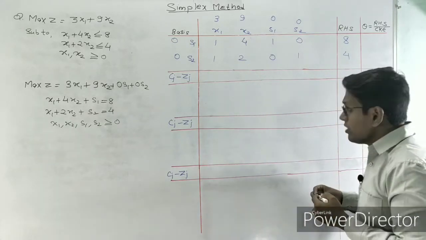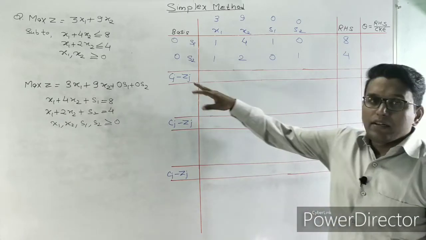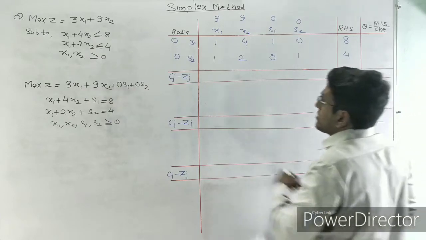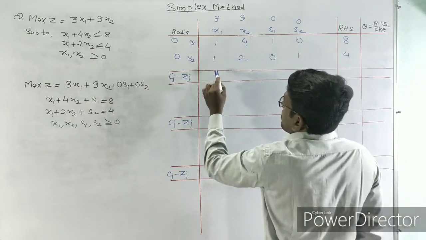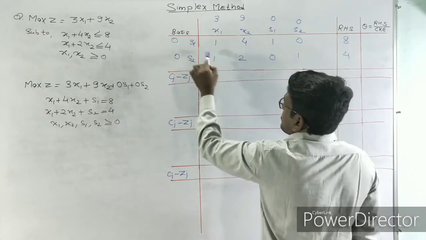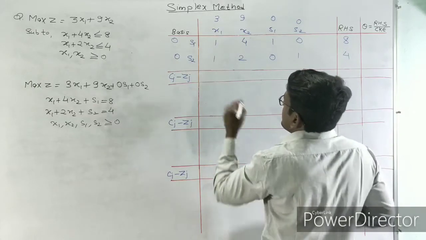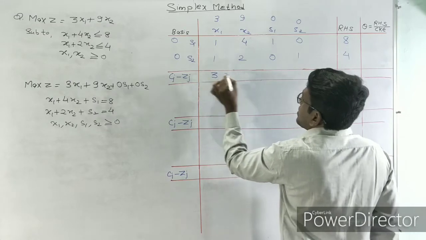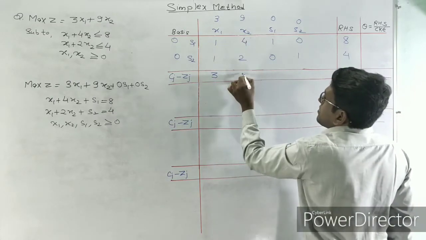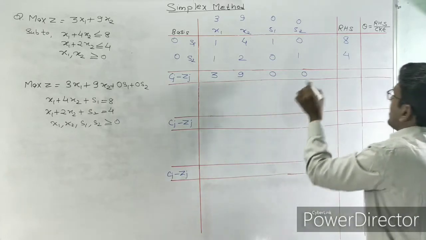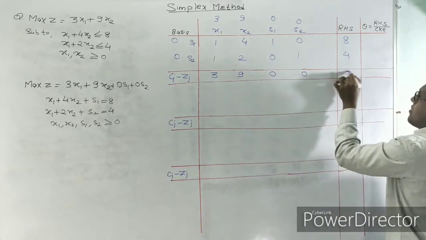Okay. Now let us calculate the value of Cj minus Zj. So as we can see, Cj is 3, minus Zj, which is this multiplied by this plus this multiplied by this. So 3 minus 0 is 3, this will be 3. This will be 9 minus 0 is 9, this is 0 and 0, and the value of Z here is also 0.